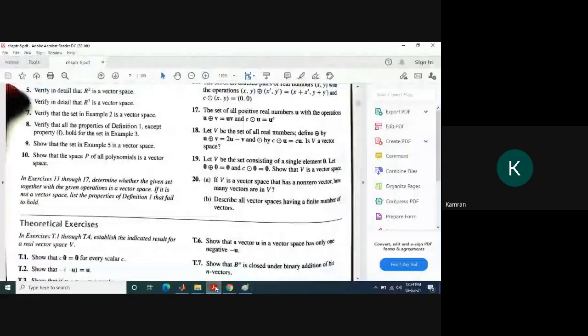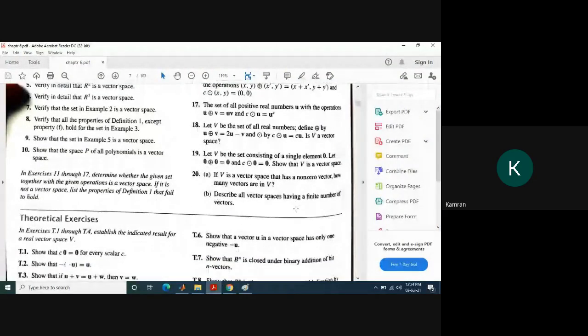Next is question number 20 part B. Describe all vector spaces having a finite number of vectors. तो finite number of vectors, एक हमारे पास एग्जाम्पल नंबर 8 है, एक एग्जाम्पल नंबर 7 है. ये जो मैट्रिक्स है, फॉर एग्जाम्पल आप इस तरह का सेट लेना जिसमें कुछ स्पेसिफिक डायमेंशन के मैट्रिसेस हों. For example the set of all matrices of order 2/3, so that set will be finite. बाकी रेस्ट आप नेट पे सर्च कर सकते हैं कि कौन कौन से वेक्टर स्पेसेस हैं जिनमें हमारे पास फाइनाइट एलिमेंट होंगे.